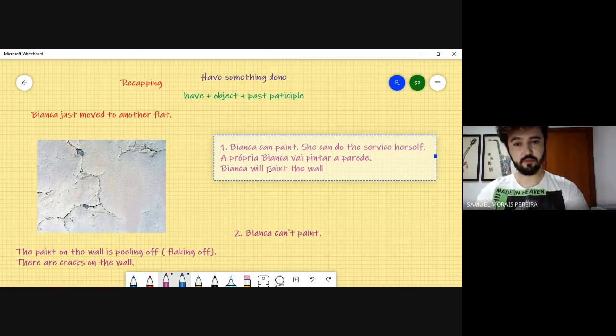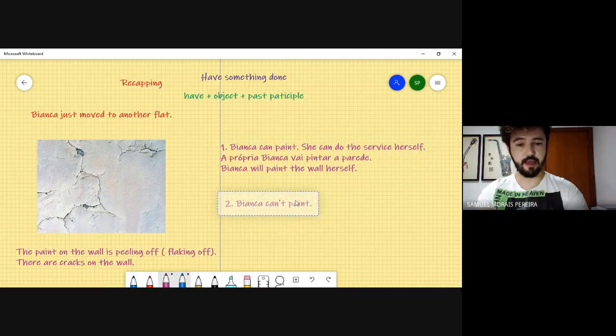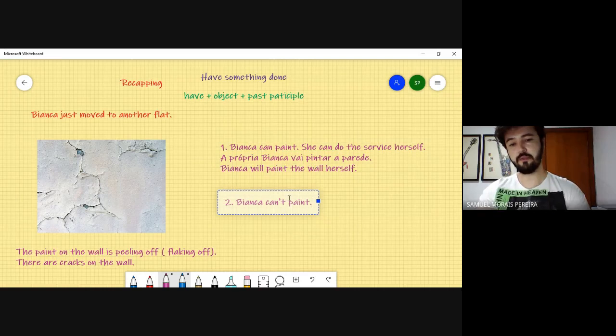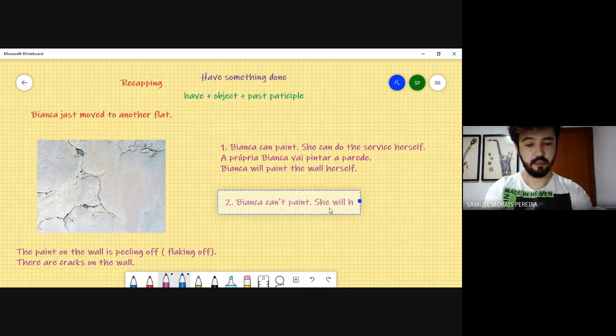Ó, tá vendo? Seguindo a estrutura do português, a Bianca vai pintar a parede. Aí a própria Bianca, you say herself, okay? Herself for emphasis. So, Bianca will paint the wall herself. A própria Bianca vai pintar a parede. But in the second setting I have here, Bianca can't paint. So if Bianca can't paint, she will have to pay attention to this verb I'm gonna use now.